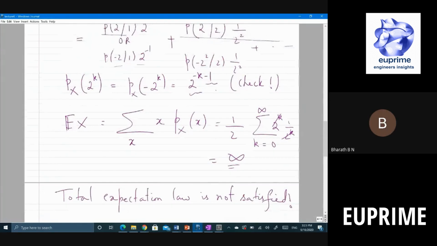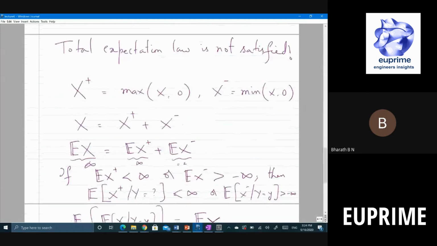If they cancel this. So if it is a non-negative random variable, no problem. But if it is both, the idea is you split it into positive and negative and assume that one of them is finite. Both cannot be infinity. If both are infinity, then the total conditional, total expectation law does not hold good.